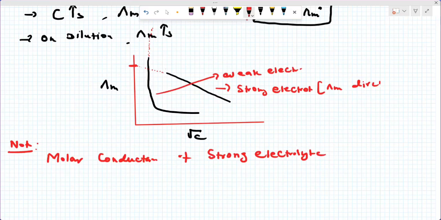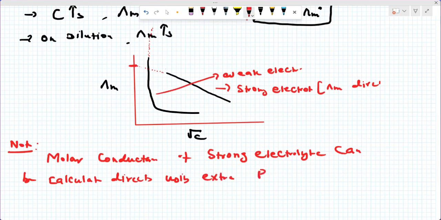Strong electrolyte can be calculated directly using extrapolation of the curve to a straight line.